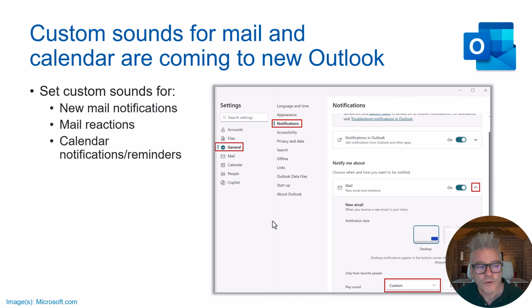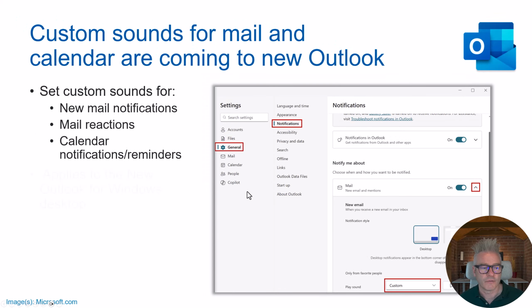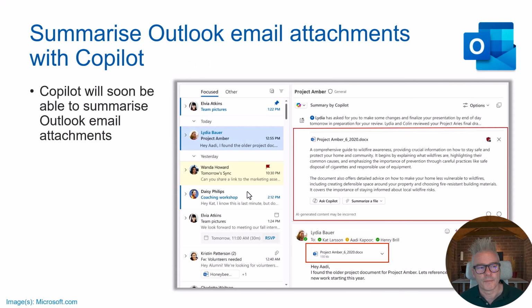Custom sounds for mail and calendar are coming to new Outlook. You can see here that we've got options. I've only got one option on the screen, but you can probably guess if you scroll up and down, you'll see the options to set custom sounds for new mail, mail reactions, and that's when people give your email a thumbs up or a smiley face, just some sort of acknowledgement, and calendar notifications and reminders. You can see here, I've come in here. I've got the notifications on, and I can change it so I've got a different sound for each one. It applies to new Outlook for Windows, which is getting better all the time, by the way, folks. Late June to late July for that one.